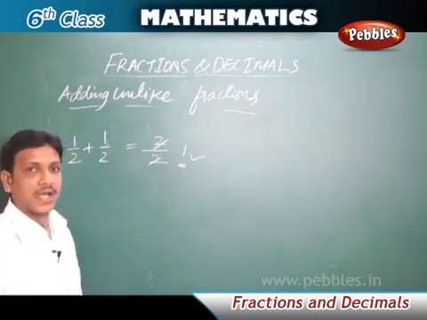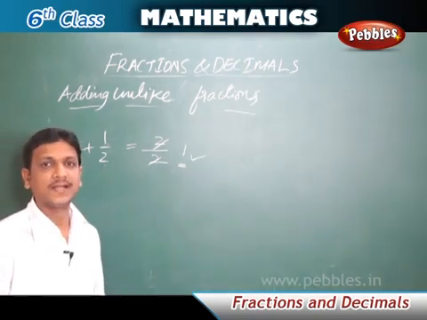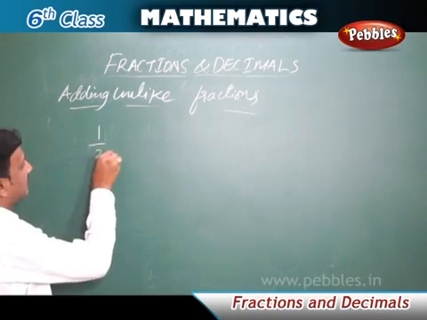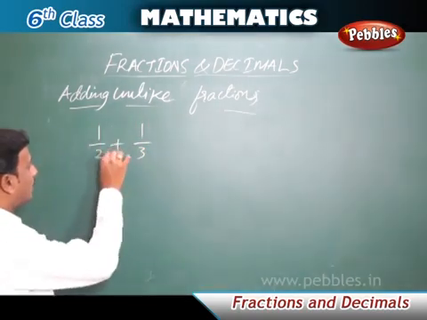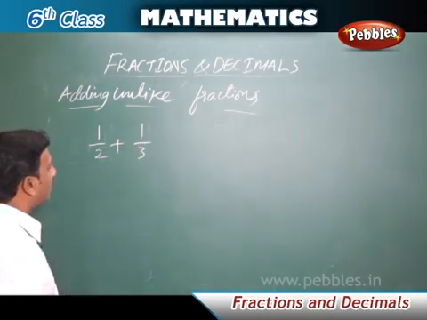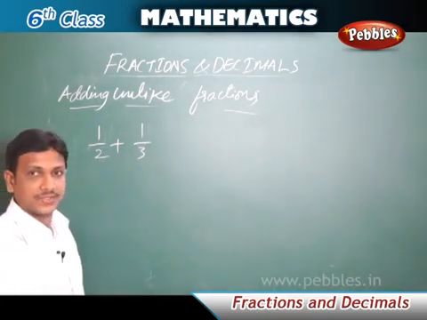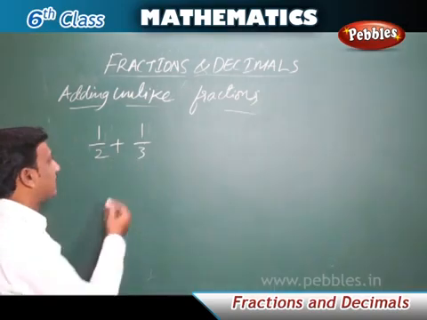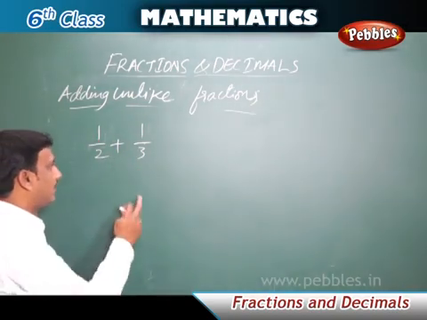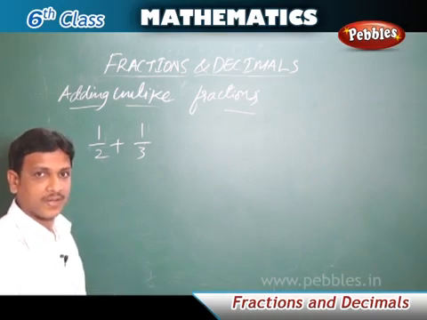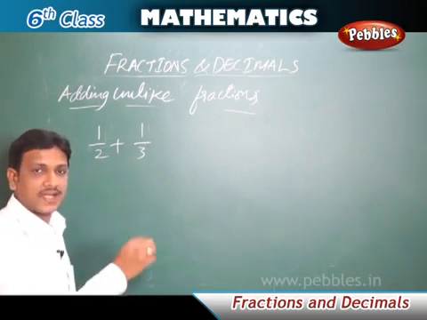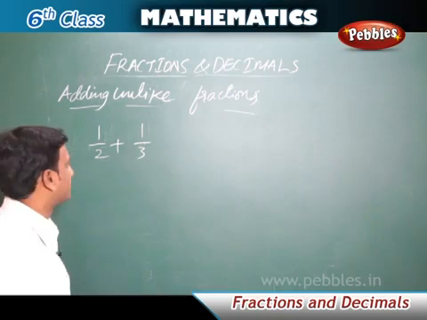Now let us see how to add two unlike fractions. Let us take 1/2 and 1/3. These two are unlike fractions, so we cannot add them directly. We cannot add the numerators here because the denominators are different. So what do we do now? We have to convert these unlike fractions to like fractions.